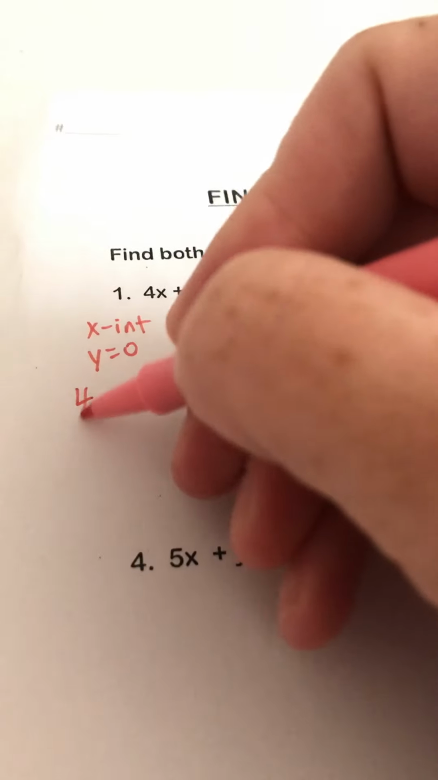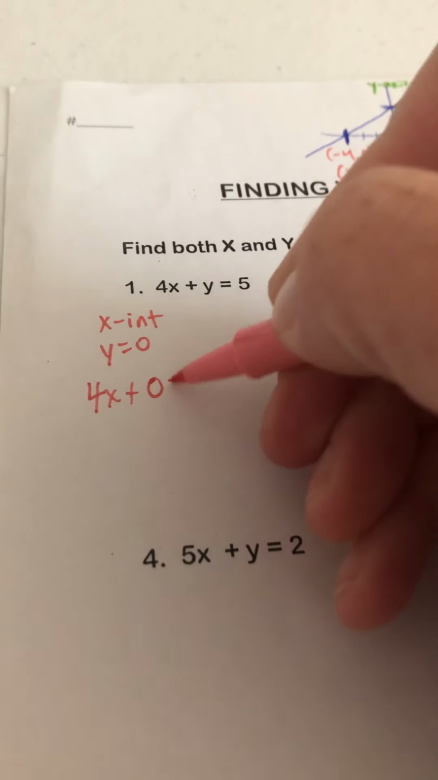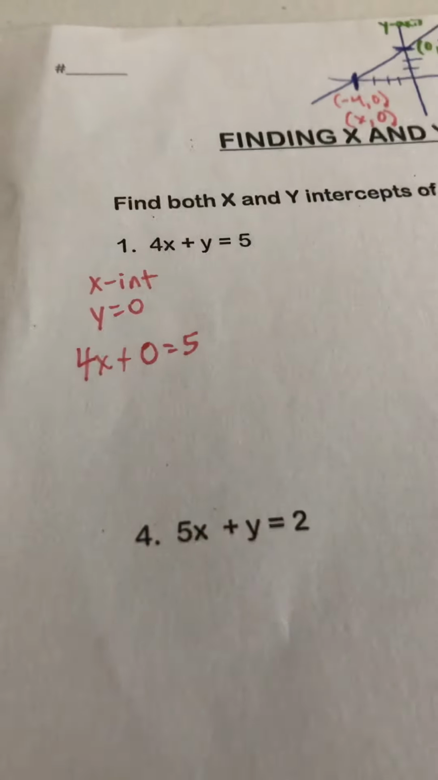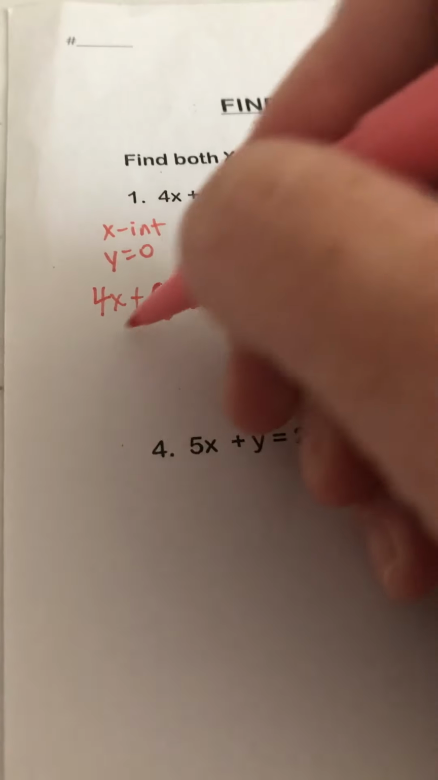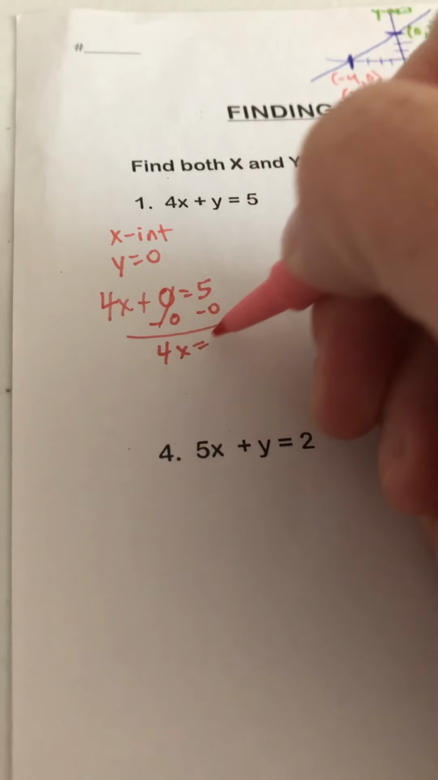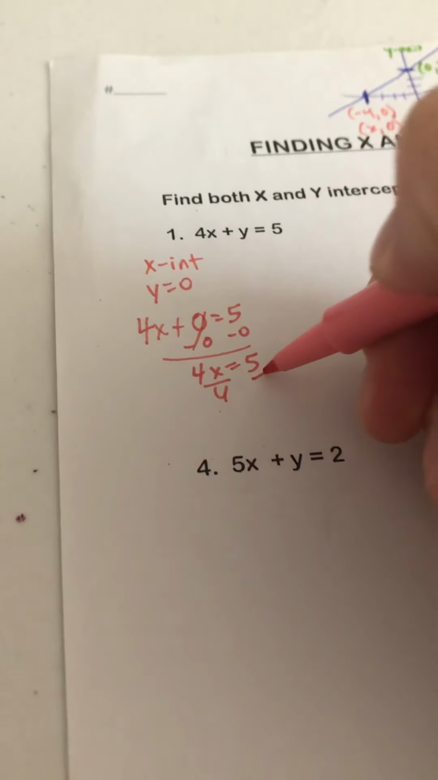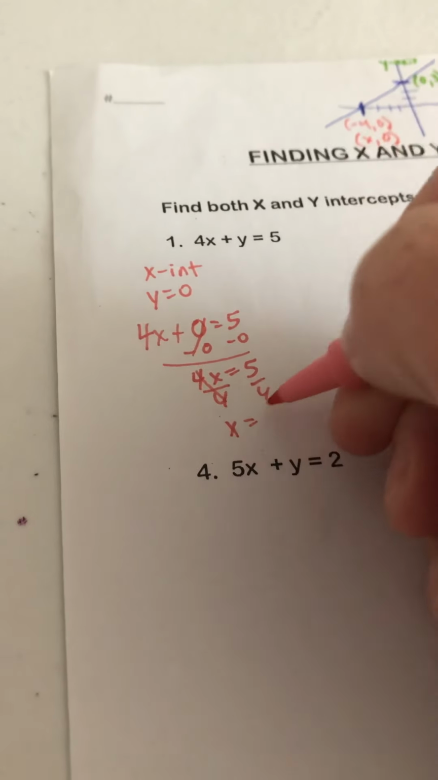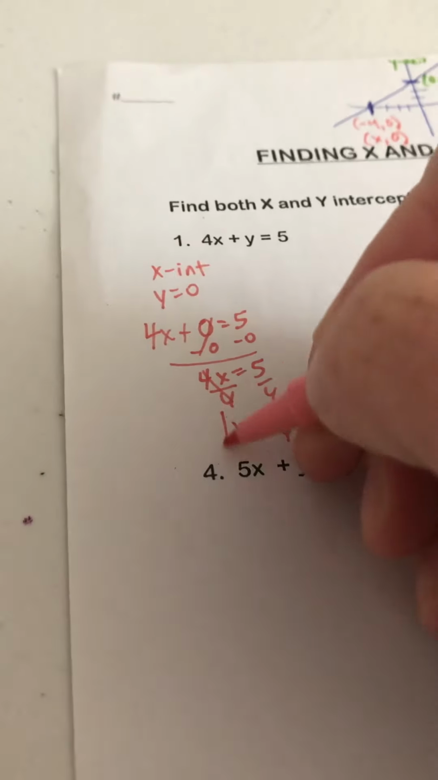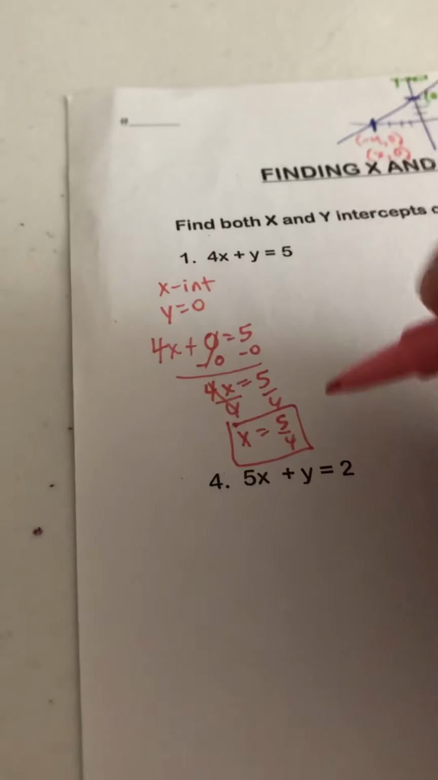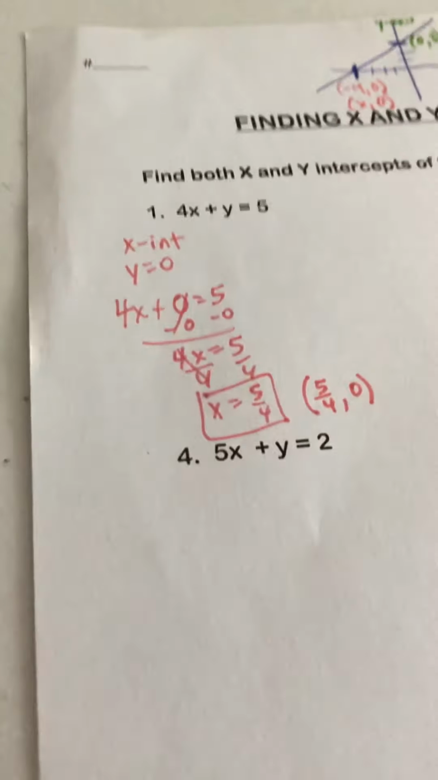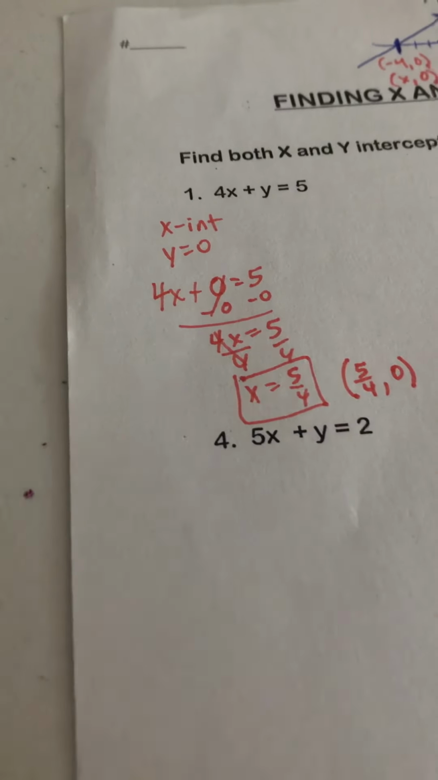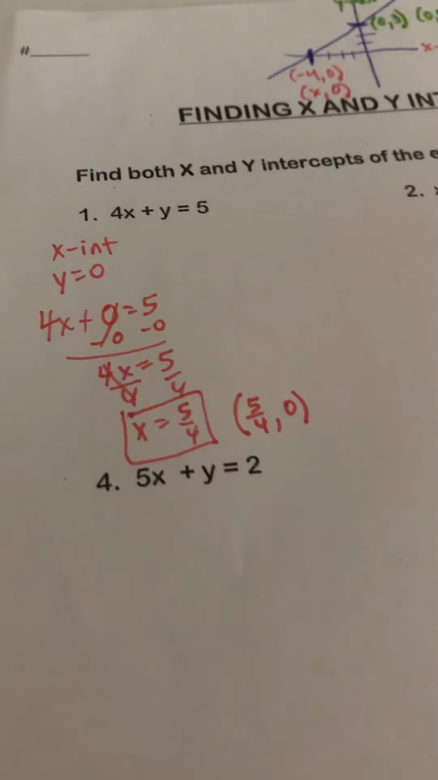So I'm going to do 4x plus 0 equals 5. After that, we'll just do our regular solving. So we can subtract 0, 4x equals 5, divide by 4, and x equals 5/4. So it might be written like that, or it might be written like this, 5/4, 0. Remember, it's the X-intercept, so it's going to go in the X spot, all right?